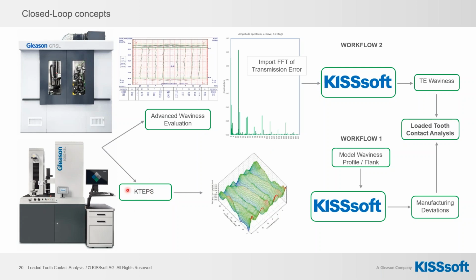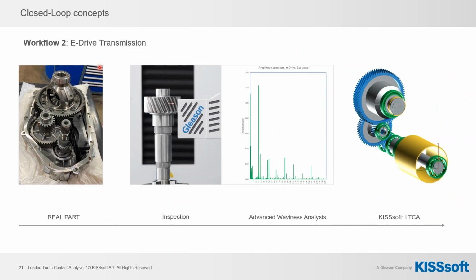Also in KTEPS, that's Gleason software, which is called kinematic transmission error prediction software, we can see the whole gear topology as inspected and we can see the waviness patterns. So in KISSsoft, you can actually either model this waviness manually, or you can import from the machines the FFT of the kinematic transmission error. That means without load, just from the calculation, load free, and adding it onto our tooth form and then running a loaded tooth contact analysis.